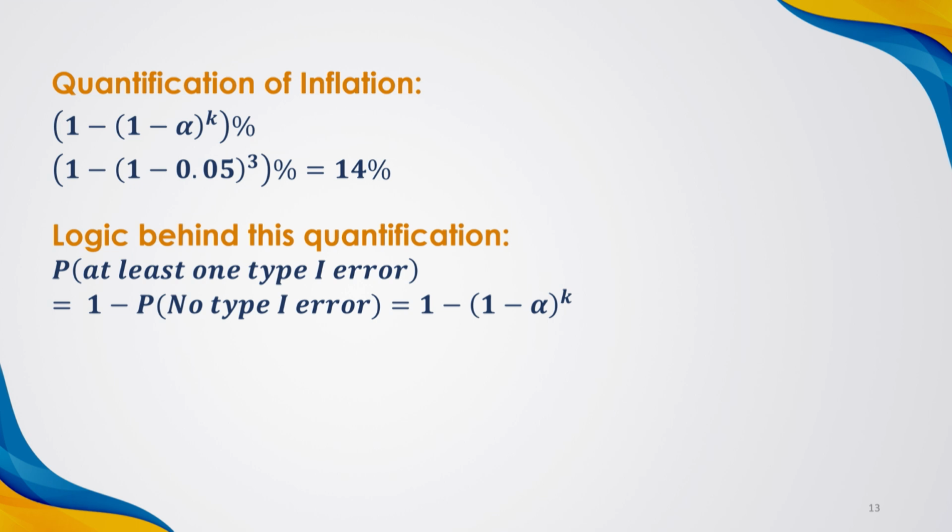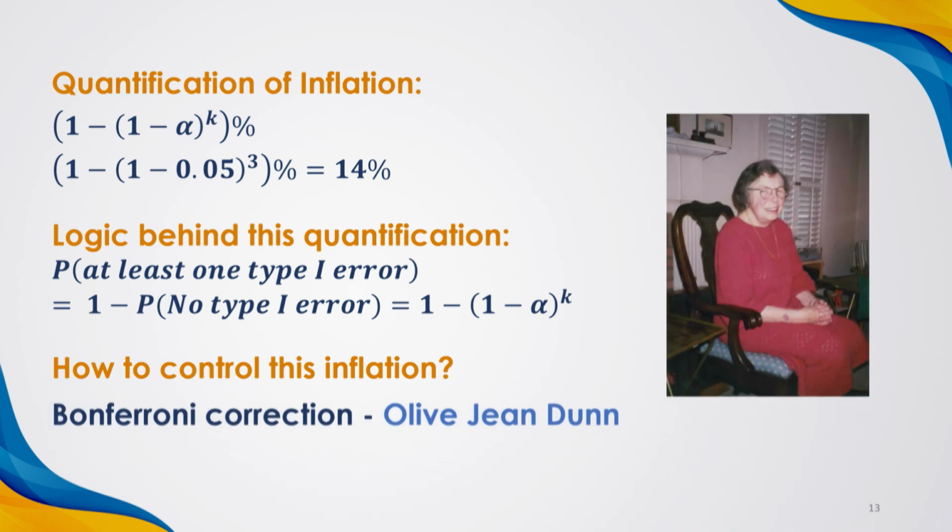What is the probability of committing no type-I error? It is 1 minus alpha, and this experiment has been run k times, so we are raising it to the power k. So, we get the quantity (1 minus alpha) raised to the power k. Now, if we are performing multiple testing, our alpha error keeps increasing, but how do we control this inflation?